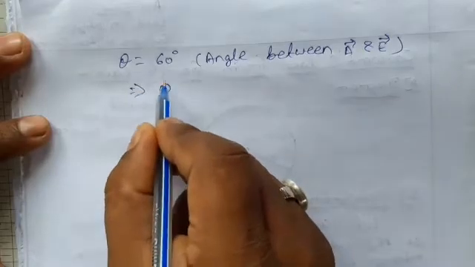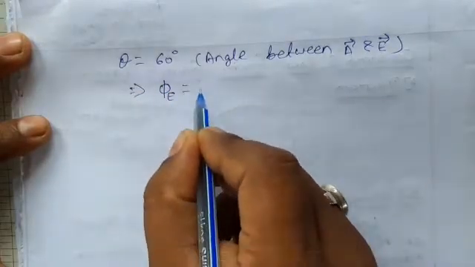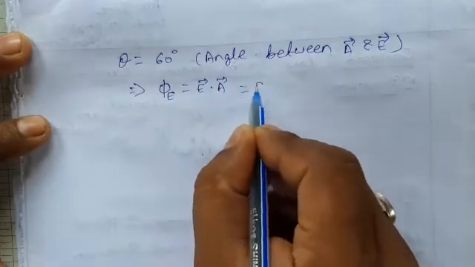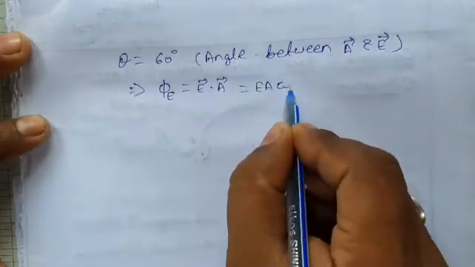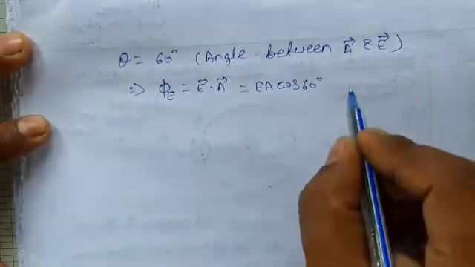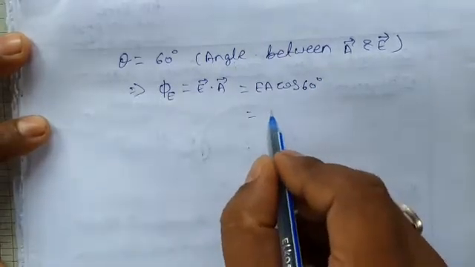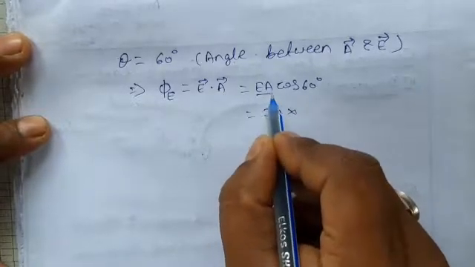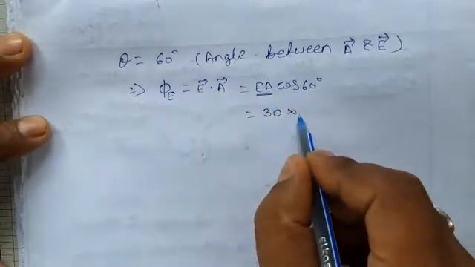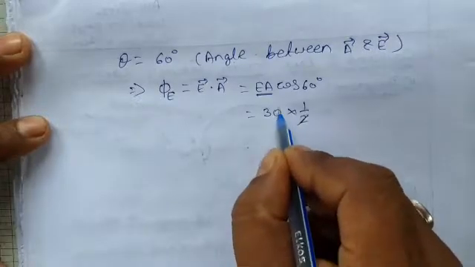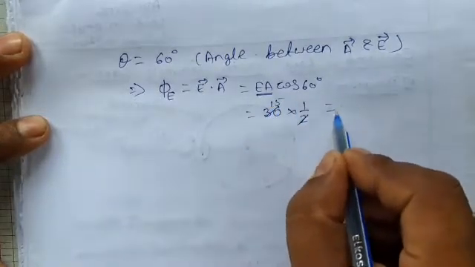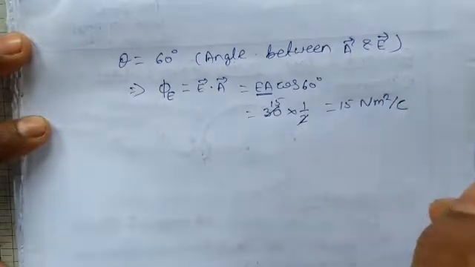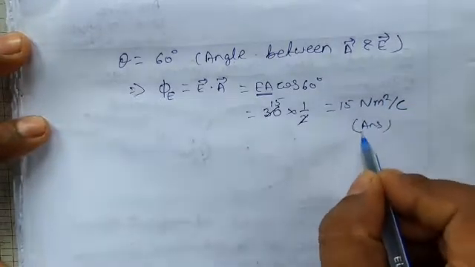Then I can write the flux. The flux formula is equal to E dot A vector, or I can write EA cos 60 degree. This can be written as 30 into, we have found EA in the A section, 30 into cos 60 degree equal to 1/2. So we will get 15, means 15 Newton meter square per coulomb. This is the answer for B section.